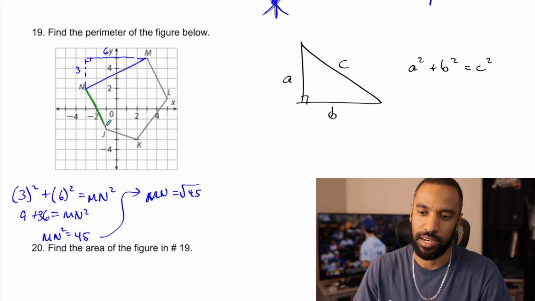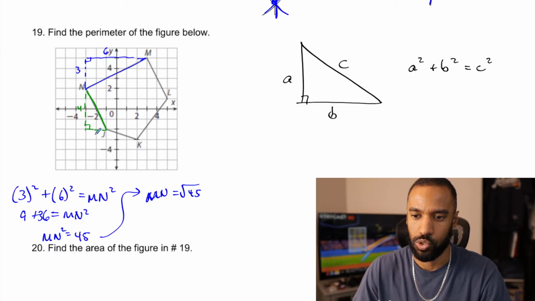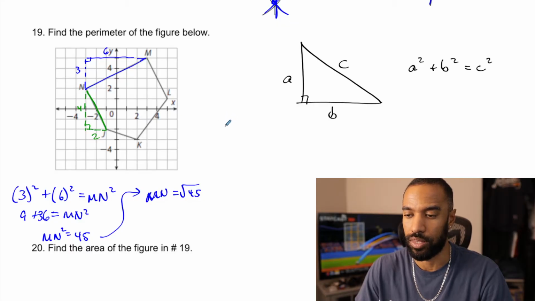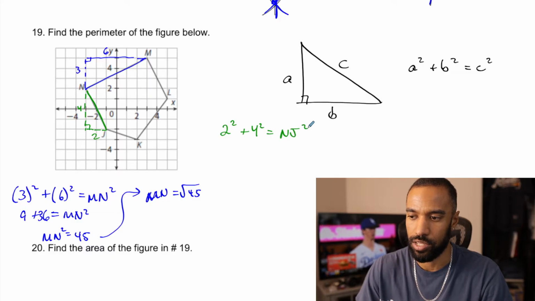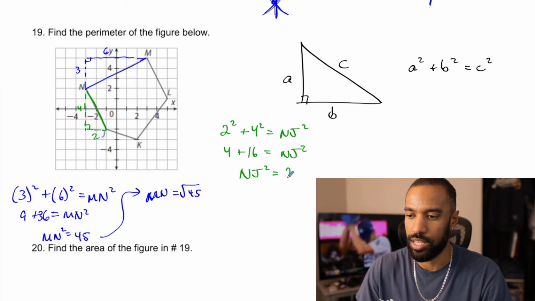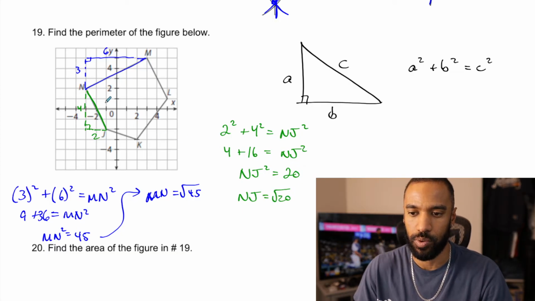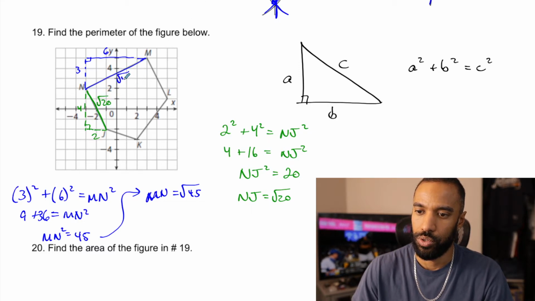Let's go ahead and find NJ. Let's do another right triangle here. This distance is 1, 2, 3, 4. This distance is 1, 2. After a couple of these, I'm going to do it pretty short-handed. I might not even show work on them. 2 squared plus 4 squared equals NJ squared. 2 squared is 4. 4 squared is 16. So NJ squared is 20. So NJ is the square root of 20. Again, not a perfect square there. So I have root 20, root 45.